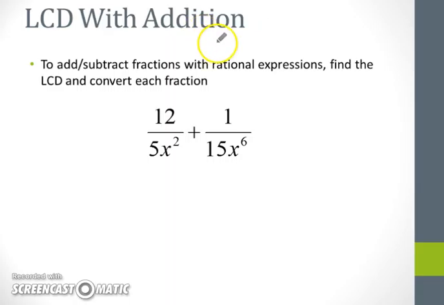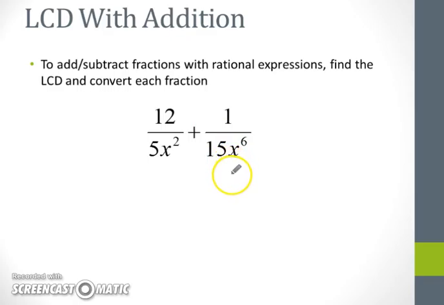So with two rational expressions, now we've got variables included. But you look at the coefficients of the two terms and the variables. You want the denominators to match, be the exact same. So between 5x squared and 15x to the 6th, the lowest common denominator for this one is actually going to be 15x to the 6th.